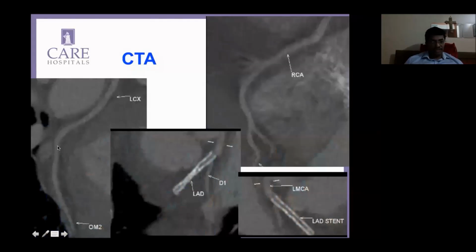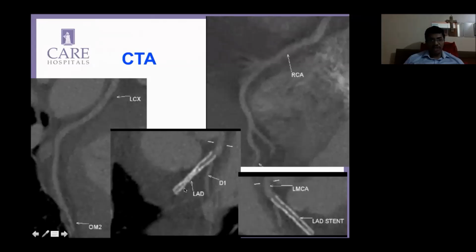The left circumflex and then branching out into a large OM2. You've seen that on the angio is nice, crystal clear, no problem. There are no plaques, no lesions. On the top right-hand corner, you see the RCA, again filling very well, and the branches, absolutely no calcium, it's fine. In the bottom two is the stent, and we get to see the whole stent now.